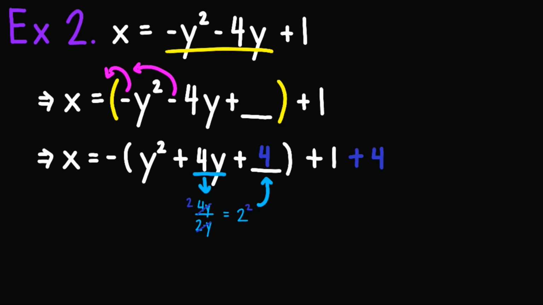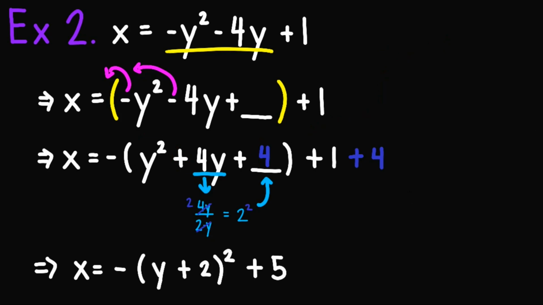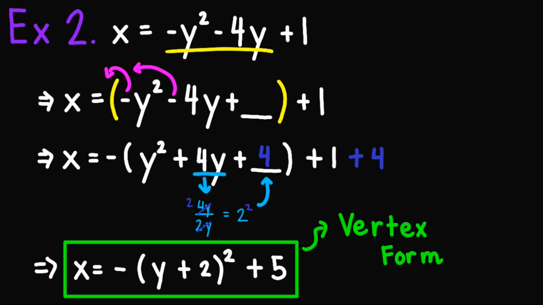And so now we know that x is equal to, applying perfect square trinomial out here, we take the square root out here, and we copy this sign. So we'll have y plus 2 squared. And don't forget the negative out here. So we'll have this. And then simplifying, 1 plus 4 is simply plus 5. And this out here is already in its vertex form.